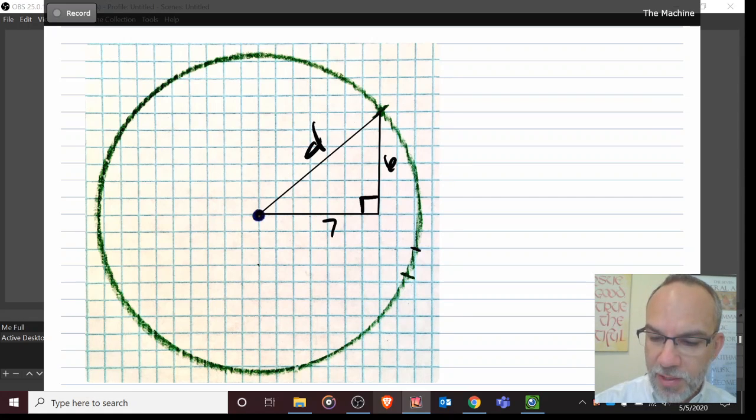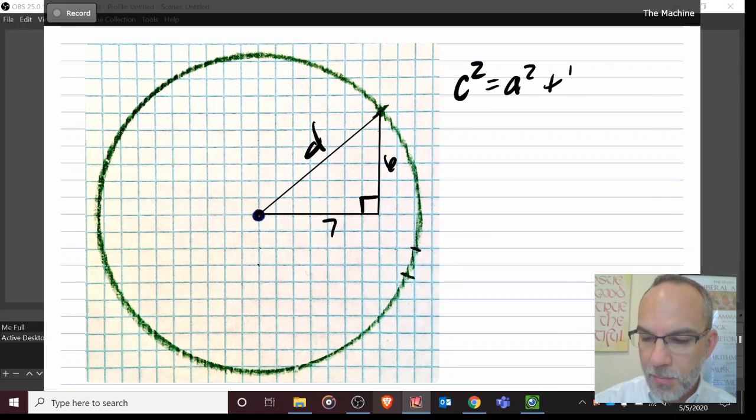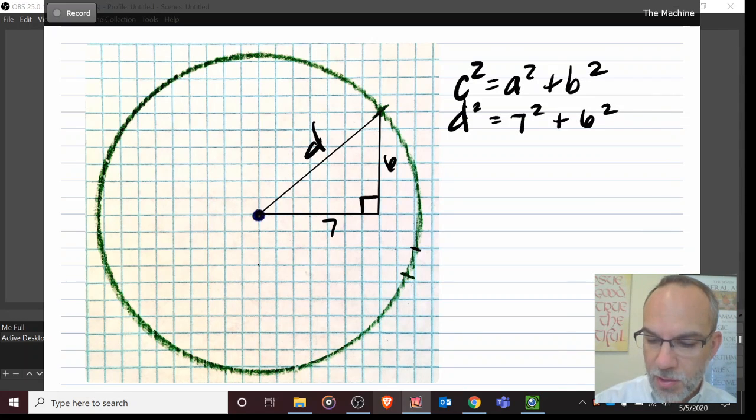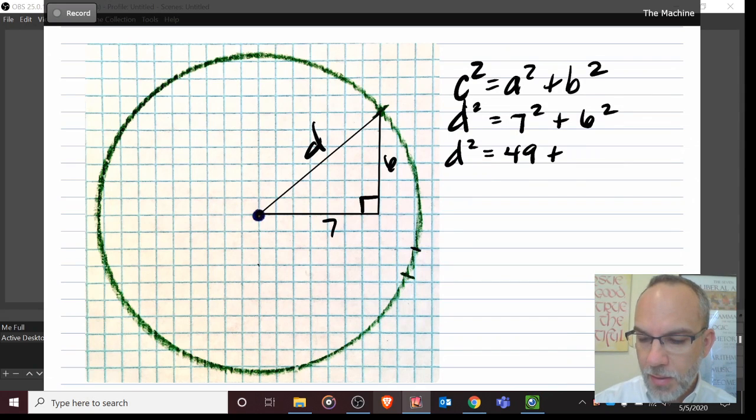So from the Pythagorean theorem, c squared is equal to a squared plus b squared. Okay, now I can say, well, this is now going to be distance squared is equal to 7 squared plus 6 squared. So the distance squared is equal to 49 plus 36. The distance squared then is equal to, what is that, 70 plus 15, 85.